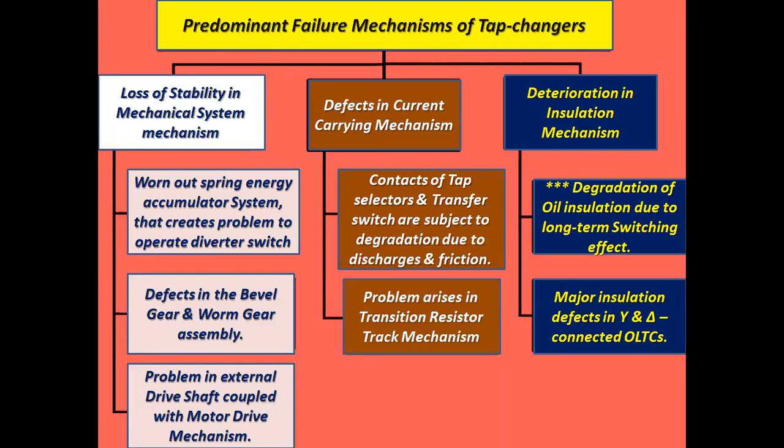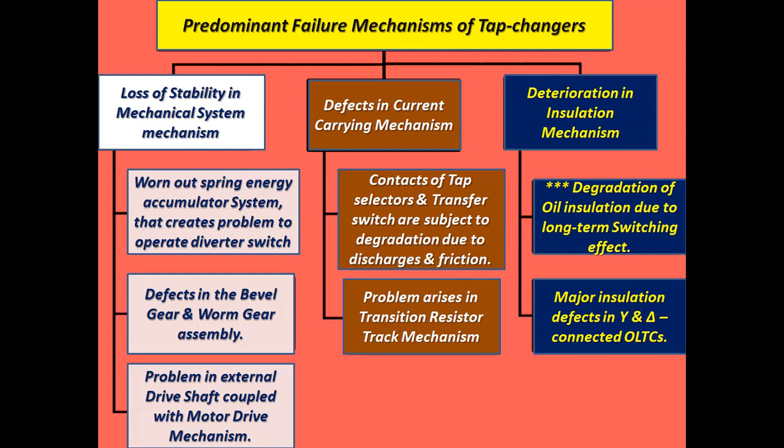Predominant failure mechanisms of tap changers. Number one, loss of stability in mechanical system mechanism. Number two, defects in current carrying mechanism. And number three, deterioration in insulation mechanism.